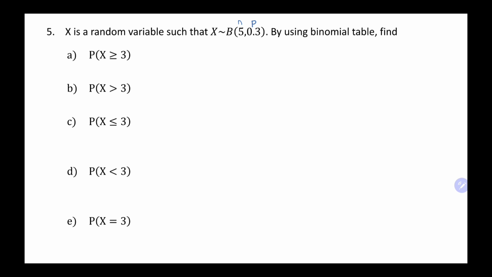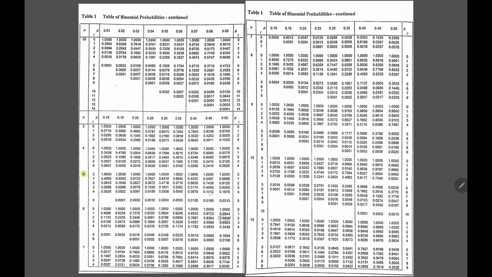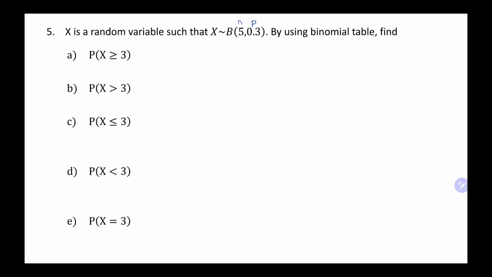Okay, now we check our table with n equals to 5 and p equals to 0.3. So we can see here n equals to 5 and p equals to 0.3, this column, and we find r equals to 3. So we have 0.1631. So we put direct answer 0.1631.